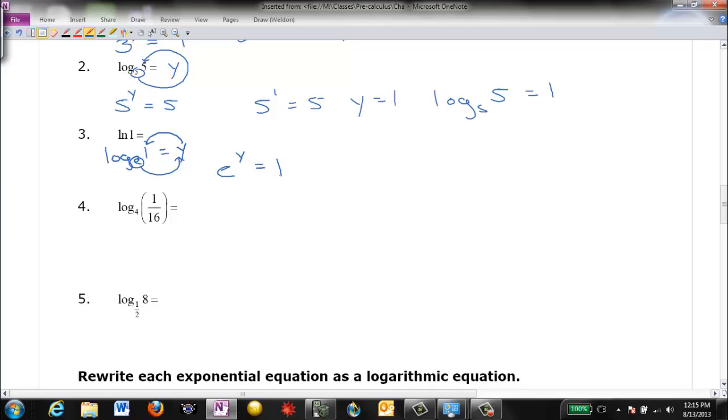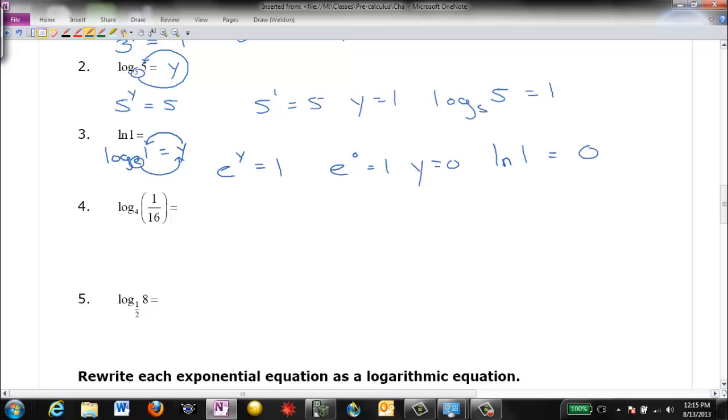There's our exponential form. And this one might take a minute. And once you realize what's going on here, it becomes crystal clear. But how do we get a 1 with an exponent? Well, we raise it to the 0 power, right? Anything raised to the 0 power is 1. So therefore, e to the 0 equals 1. So y must be 0. And therefore, the natural log of 1 equals 0.